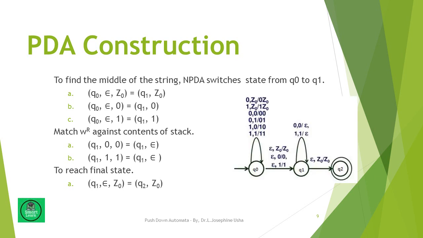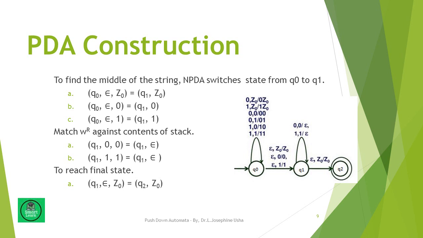Delta of Q1, 0, 0 equals Q1, epsilon, and one more transition is delta of Q1, 1, comma 1 equals Q1 comma epsilon. What does it mean? You just pop the symbol, so it is epsilon here. So these are the transitions present in the state Q1.